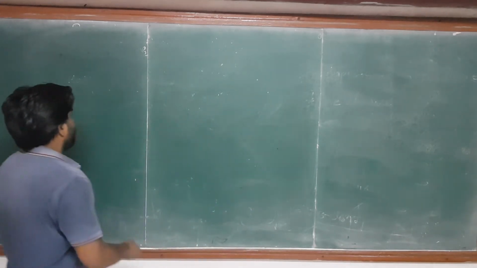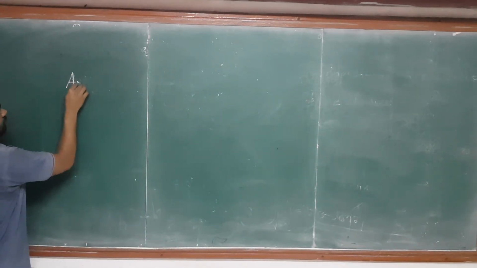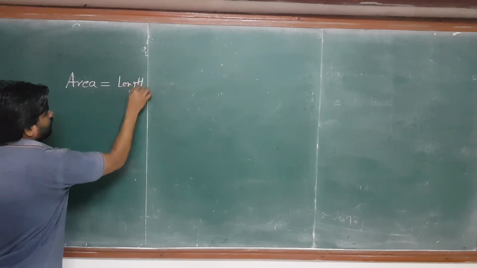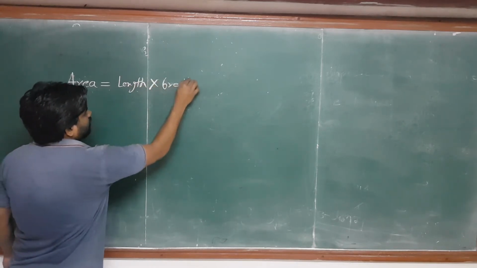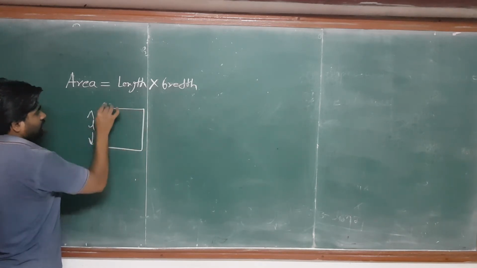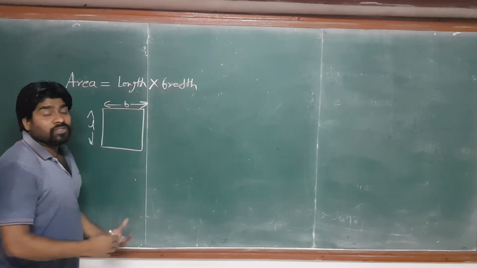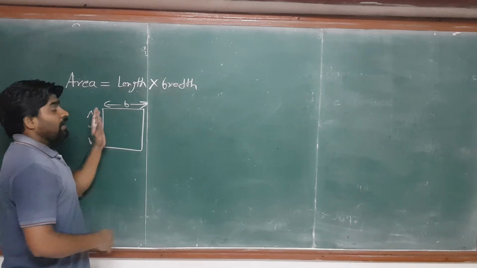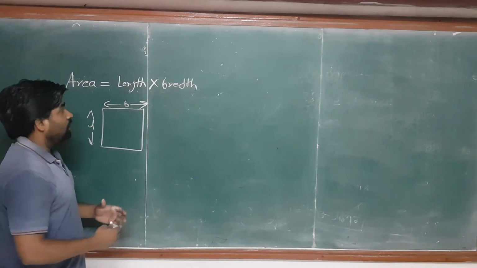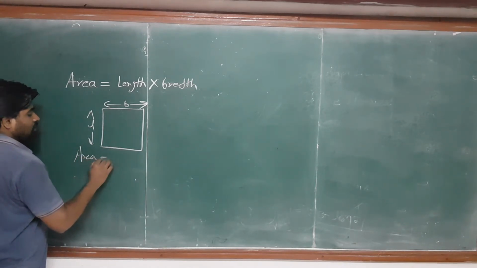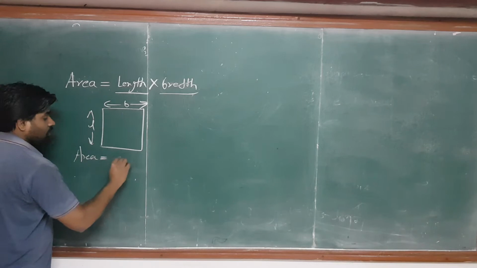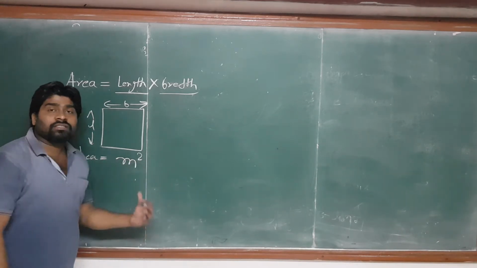For example, if I am talking about the area, the area has a formula: length into breadth, right? See, this is the area, and if this is the length, this is the breadth. Then we always measure the length and breadth in meters. This is called the 5 meter, this is called the 6 meter. So these two sides have different names, but they have the same unit. The area is measured in meter square, and the meter is the unit of length.